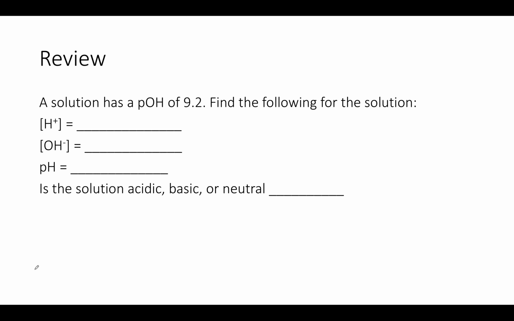I just want to review how to calculate pH given certain things because you will need these skills in today's video. As a review, a solution has a pOH of 9.2. Find the following. The first thing I'm going to do is find the pH. The pH would equal 14 minus the pOH. The pOH here is 9.2, so the pH would equal 4.8.